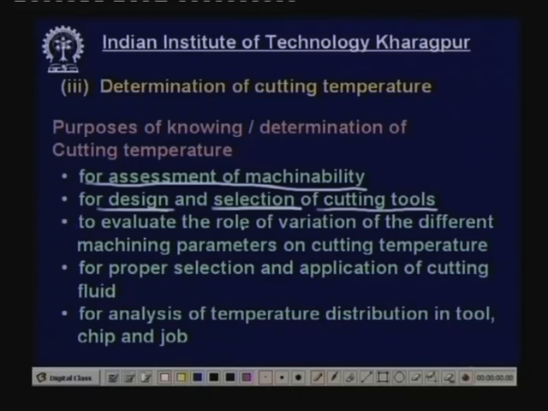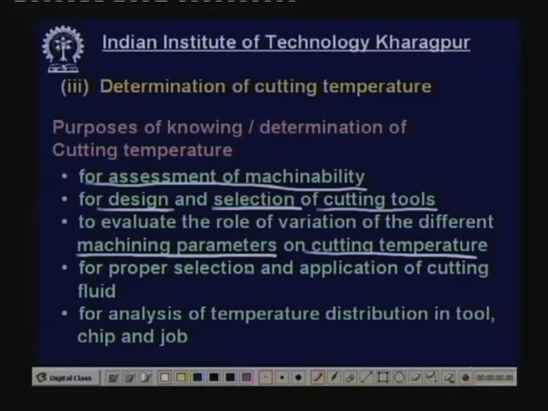Next, to evaluate the role of variation of the different machining parameters. Now, we want to reduce the cutting temperature. This cannot be done directly. This depends upon all the machining parameters and their values. What are the machining parameters? The process parameters: cutting velocity, feed and depth of cut. Tool parameters: material and tool geometry. Environmental parameters: the cutting fluid, etc. So, we have to study what are the roles of these parameters on cutting temperature. For that, by varying these parameters, we must determine the cutting temperature either analytically or experimentally.